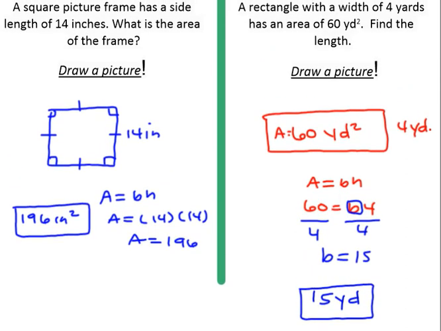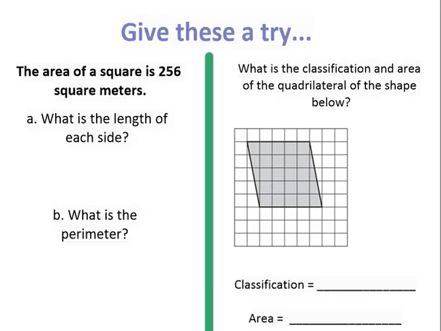All right, the answers to the next two are up. So for the square, it's 196 inches squared because 14 times 14. Now for the next one, it's a one-step equation. So your area was 60 yards squared and your width was 4 yards. So it's 60 equals 4b, or 4x, you could use x if you wanted to, but you have to divide by 4 on both sides so that you get 15. All right, and then your last two.